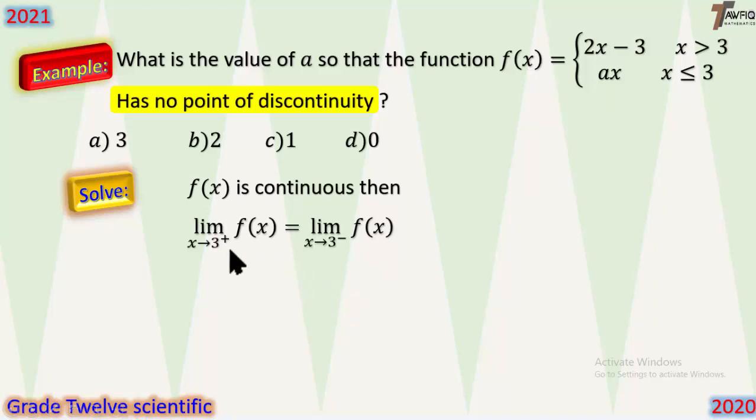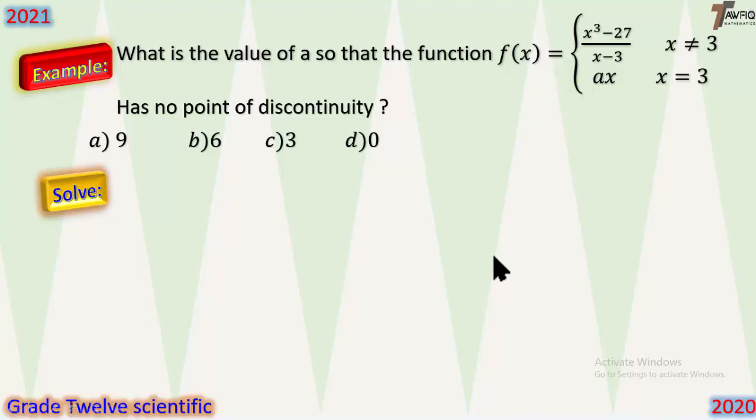Now, to find the right limit, replace x with 3 in 2x minus 3, and to find the left limit, replace x with 3 in ax. That means 2 times 3 minus 3 is equal to 3 times a. 2 times 3 is 6. 6 minus 3 is 3. Therefore, 3 is equal to 3a. Dividing by 3, then a is equal to 1. That means C is the correct answer.